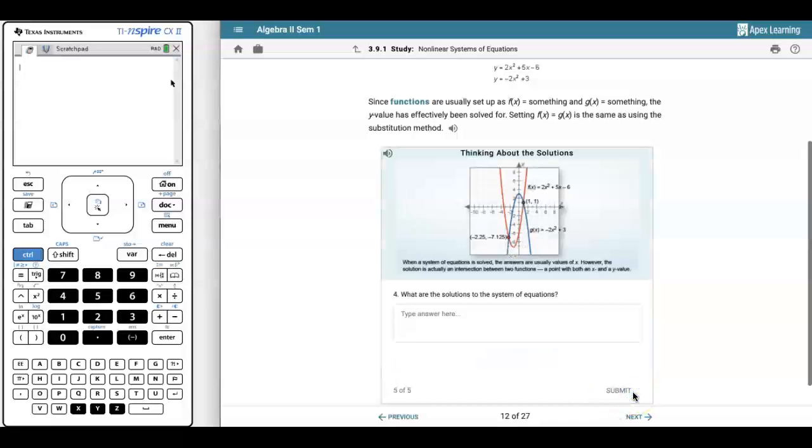Thinking about the solutions here, we could also look at this graphically. So if we plotted two parabolas, you can see where they intersect. This one intersects at 1, 1. So the answer would be 1, 1. And then it is also down at this lower one. So that is negative 2.25, comma, negative 7.125. Okay, so those are the two solutions.